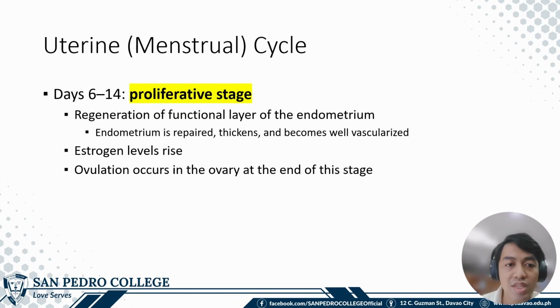During the proliferative stage, there is a regeneration of the endometrium and the estrogen levels begin to rise. By the end of the proliferative stage, at day 14, ovulation occurs, or the release of the ovum occurs. Okay, so this is again day 14, 14 days from the first day of menses.